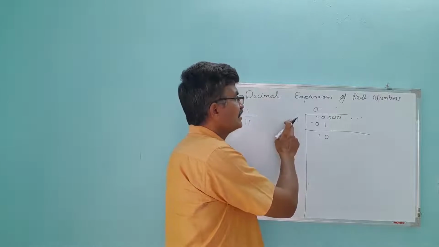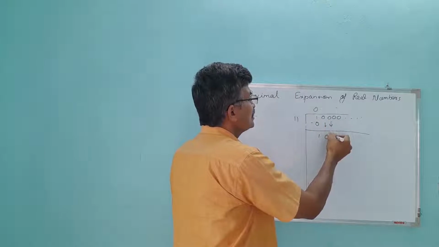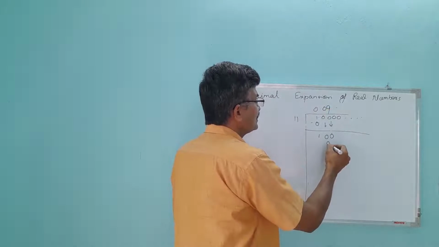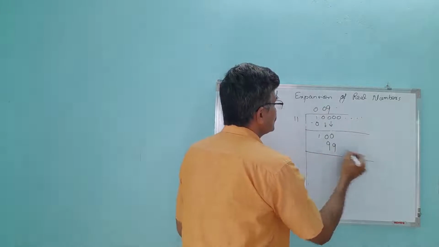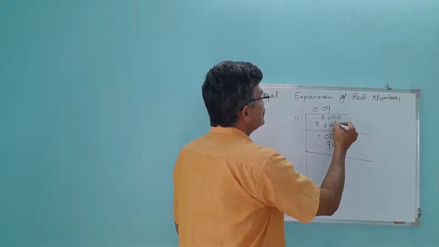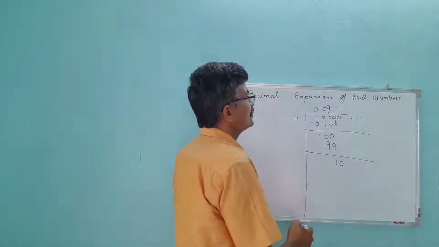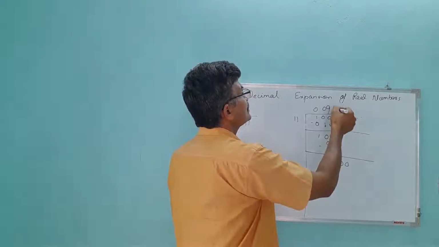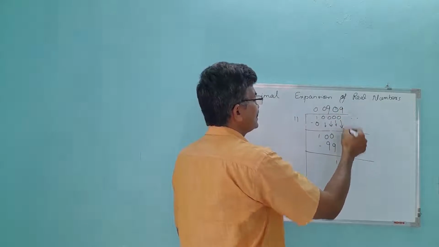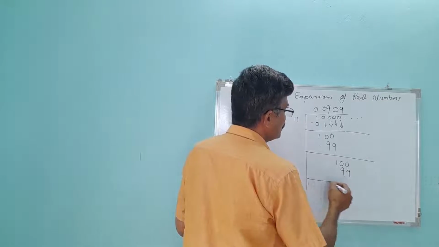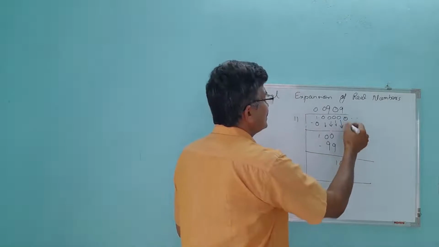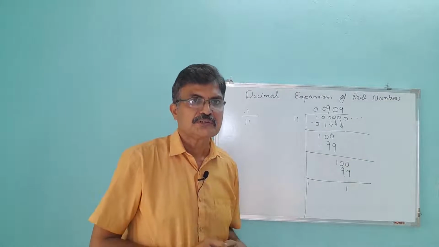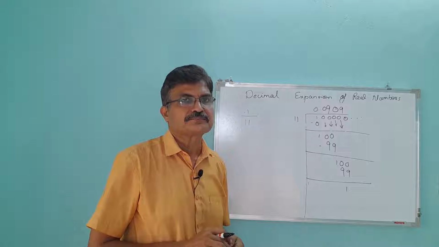Again, 10 is less than 11. Bring this 0 also here, put a 0 here. How many times? 9 times, 99, subtract, 1, bring this 0 here. Now, bring this 0 again here, put a 0 here. How many times? 9 times, 99, the remainder is 1. Then again it goes on. It will not terminate. We will not get the remainder as 0. So it is not terminated, it goes on.